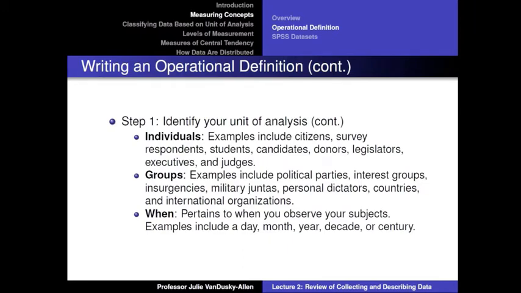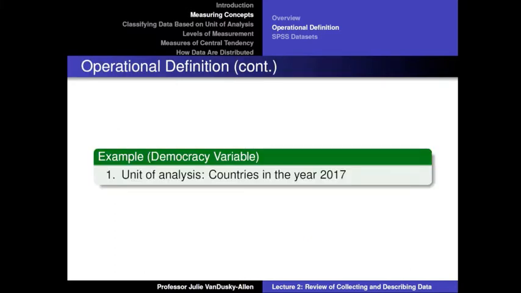We can collect data from many different types of units. In terms of individuals, we could collect data from citizens, survey respondents, students, candidates, donors, legislators, executives, and judges. In terms of groups, we could collect data from political parties, interest groups, insurgencies, juntas, personal dictators, countries, and international organizations. In terms of when, we could collect data on a single day, over months, years, decades, or centuries. Using our democracy variable as an example, our unit of analysis from the definition was countries in the year 2017.